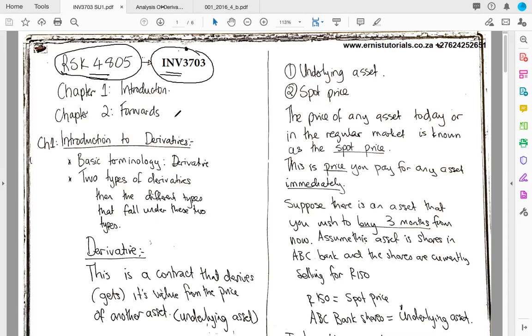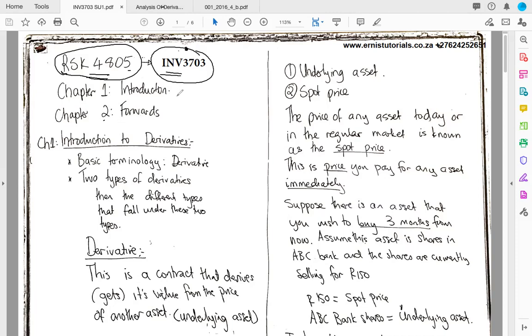So when I prepared these notes that I'll be using in these classes, I had integrated both these groups, right? Because they cover the same concepts in the first 5 chapters. So don't be surprised when I look at some questions for practice from RSK 4805, and at other times I look at questions from INV 3703, because these two modules overlap.